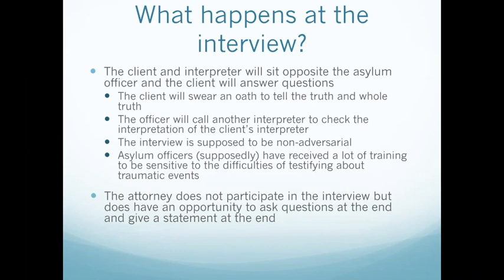And then at the end, I have the opportunity to ask questions and give a statement. So if my client has missed something, not talked about something, or the officer didn't ask about something I thought was important, then I will ask questions. I've never really been limited in how many questions I can ask, but I haven't had to ask a ton of questions, because usually the officers are pretty thorough.